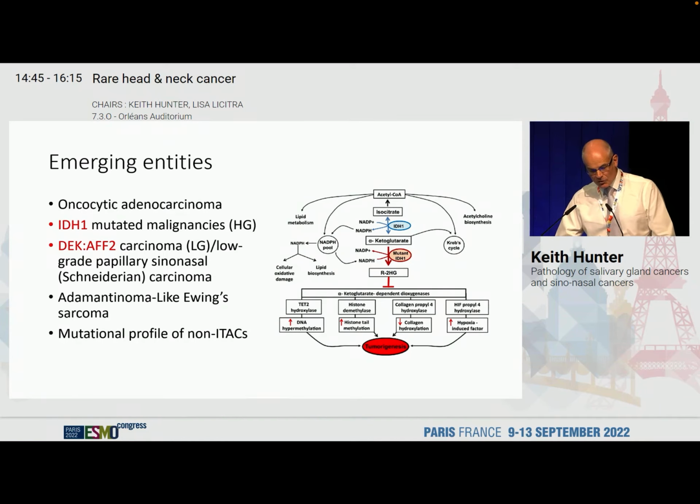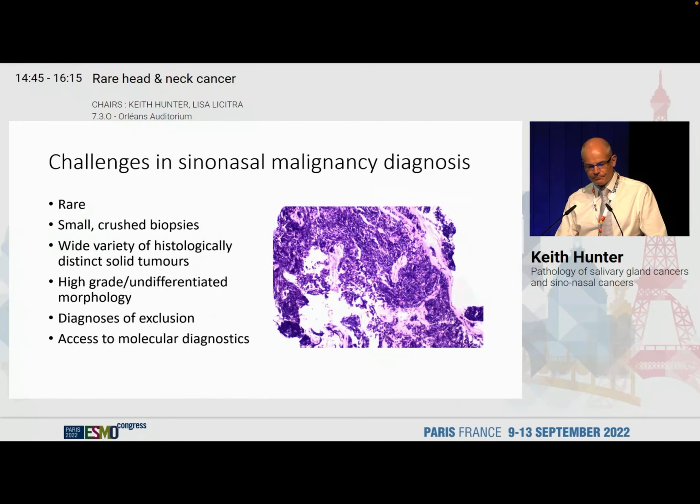There are low-grade tumours which have DEK-AFF2 fusions, and then some others as well. But the IDH1 mutated malignancies are a very interesting group of tumours which link the metabolism of the tumour cells with a number of different pro-tumorigenic pathways via these alpha-ketoglutarate-dependent dioxygenases.